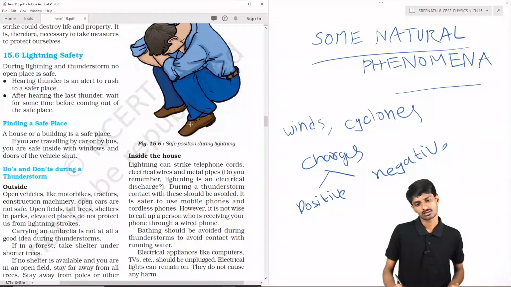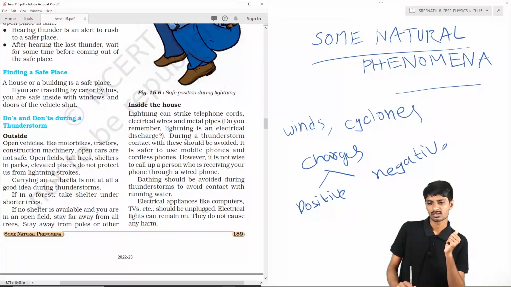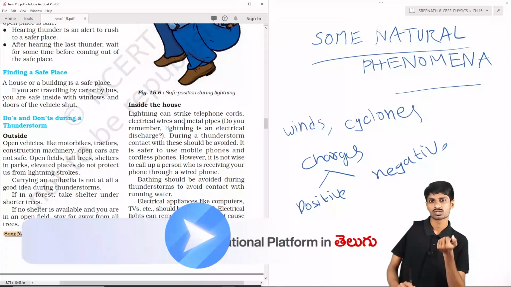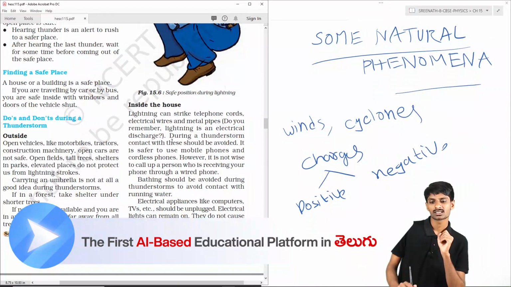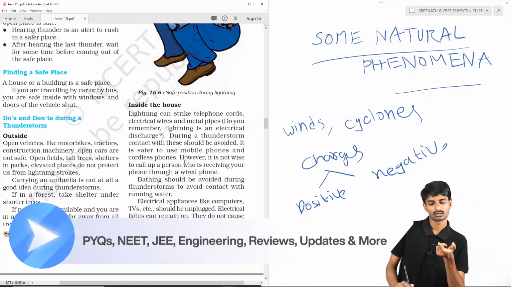And inside the house. Suppose you are inside the house. Lightning can strike the telephone cords, electrical wires and metal pipes, students. Because lightning is an electrical discharge, it will always look for opposite charge. So during a thunderstorm, these contacts should be avoided. You can use mobile phones, but not wired phones. And don't call a person who is receiving your call through a wired phone.